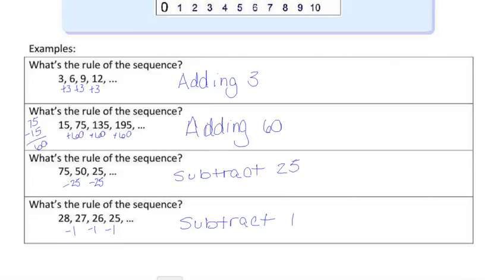So the next thing that you need to do is you're going to complete the module that is posted in Vision for you.